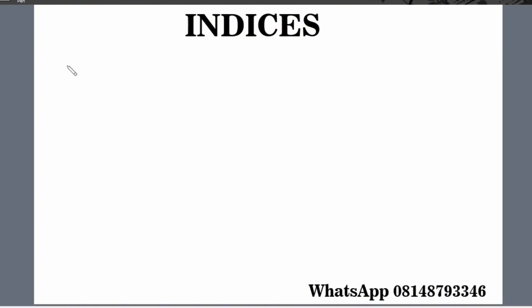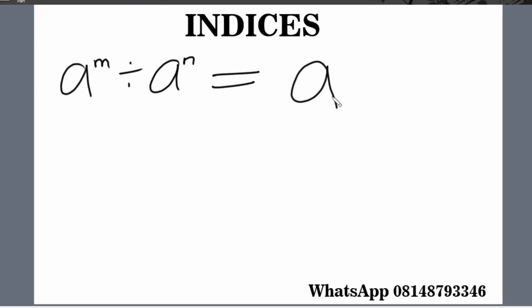Still on the division law, let's take another example. A raised to the power m divided by a raised to the power n. How do we go about this? The first task is to write down the base. So we have a, and then the next task is to subtract their index or power. So we have a raised to the power m minus n.